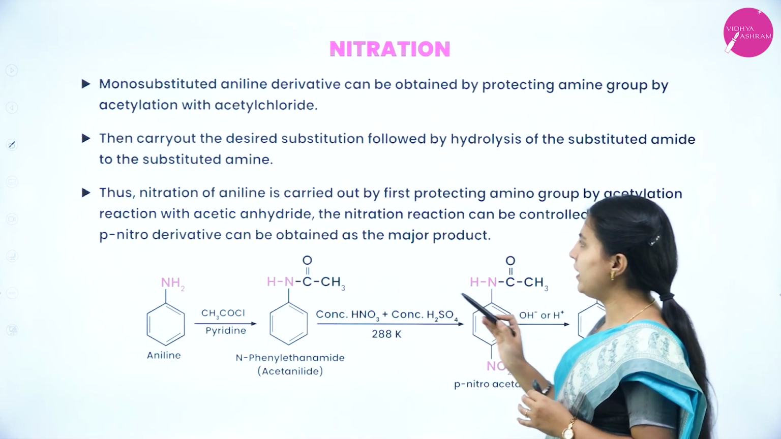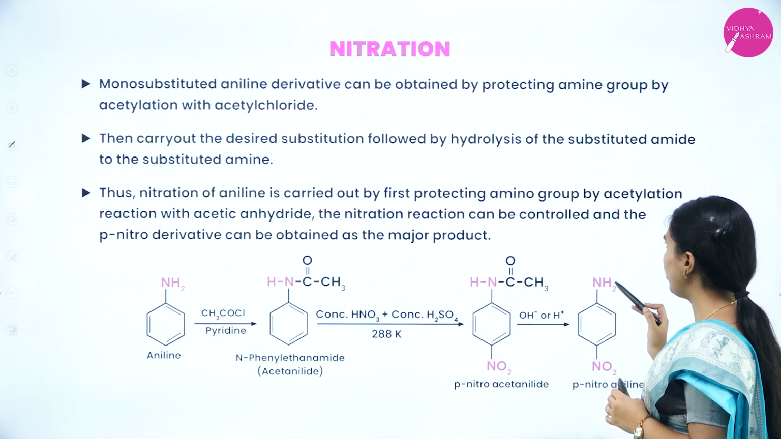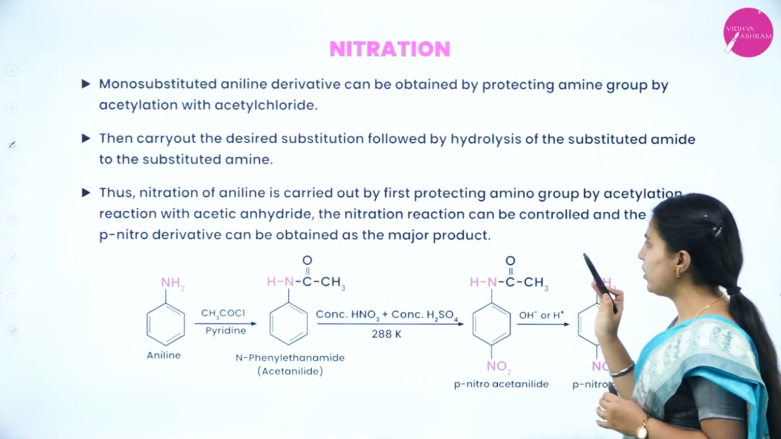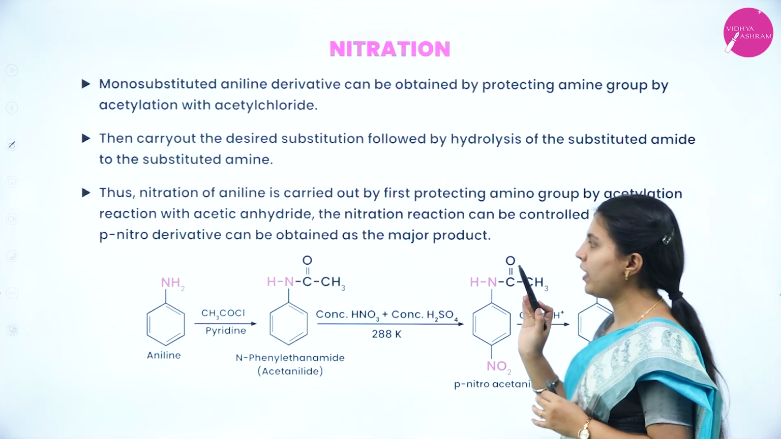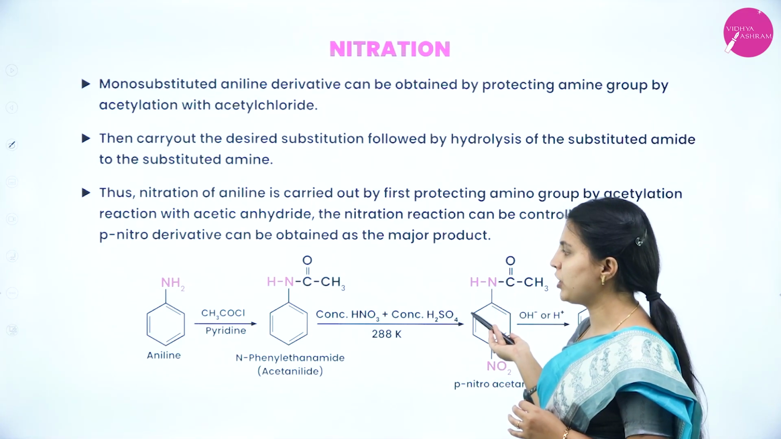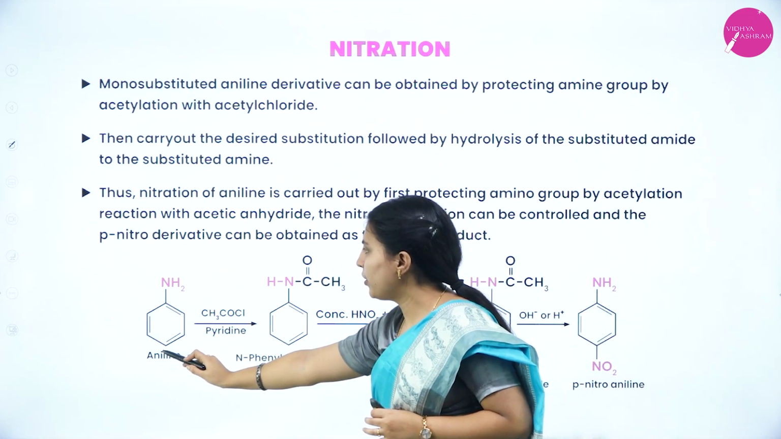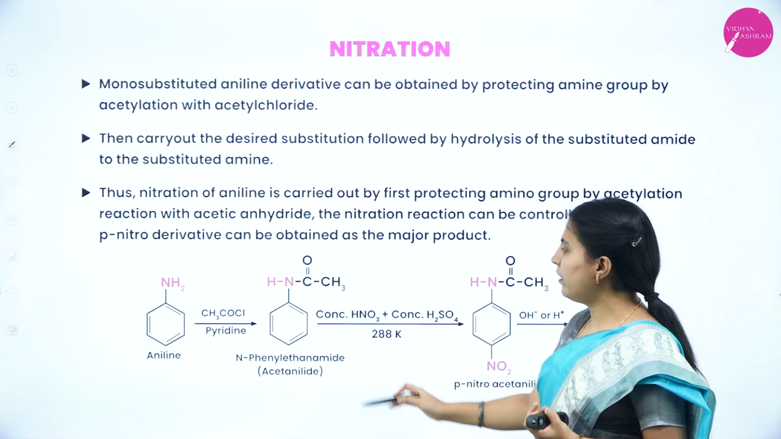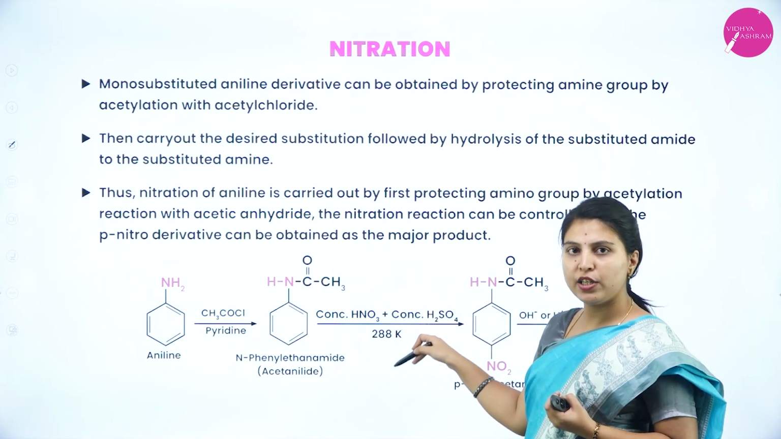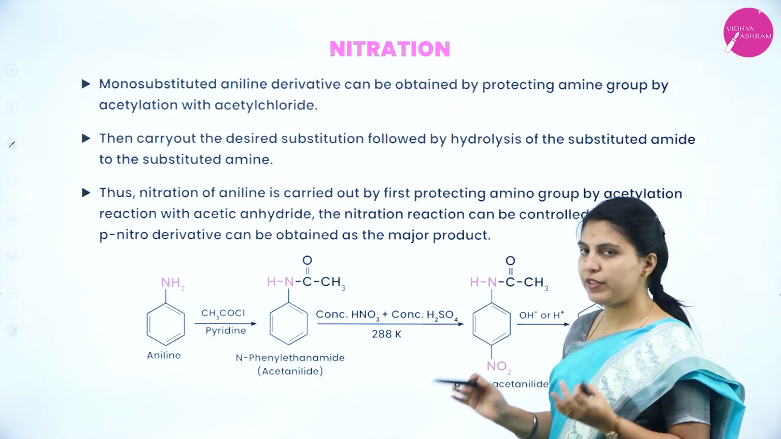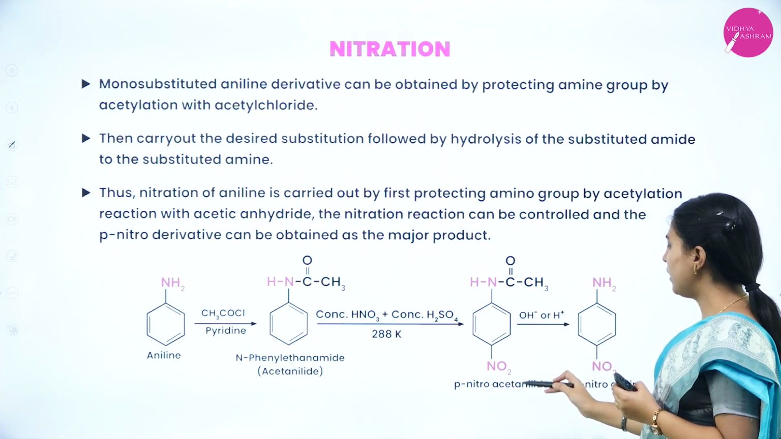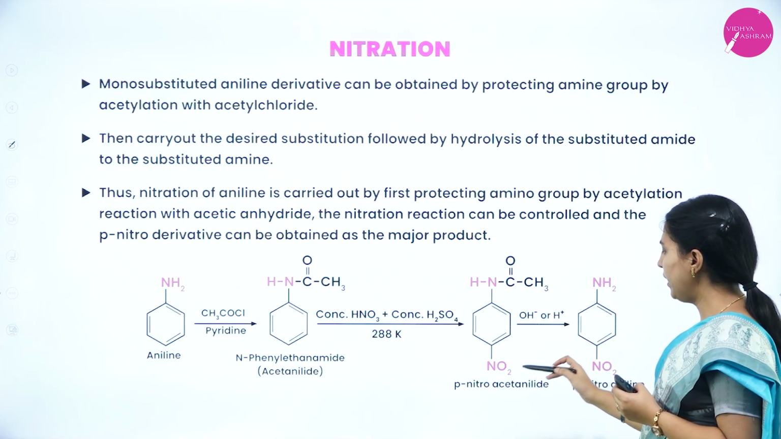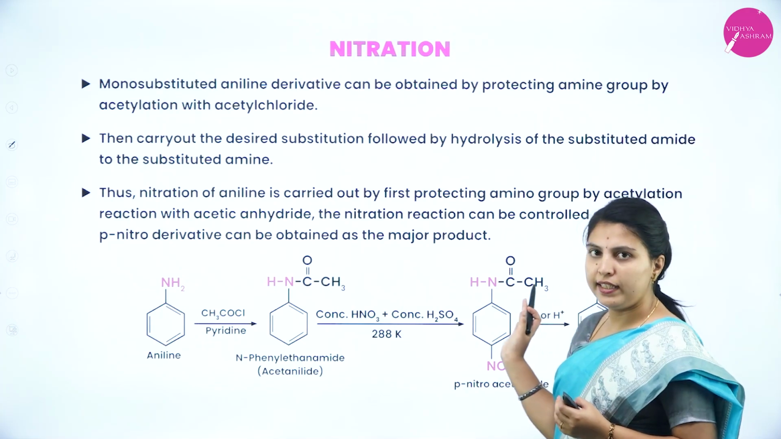Thus, nitration of aniline is carried out by first protecting the amino group by acetylation reaction with acetic anhydride. The nitration reaction can be controlled and the para-nitro derivative can be obtained as the major product. Here, the monosubstituted aniline will form the N-phenyl amide, and later when reacted with concentrated HNO3 and concentrated H2SO4 mixture, it will form para-nitroacetanilide and then para-nitroaniline.